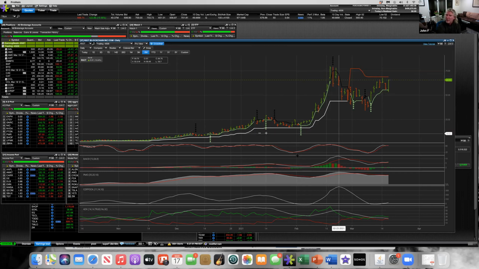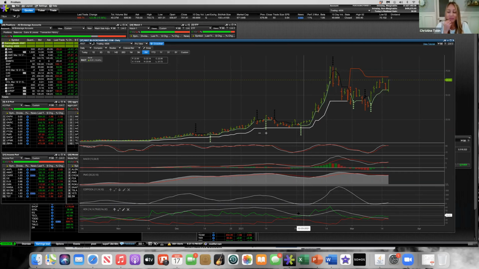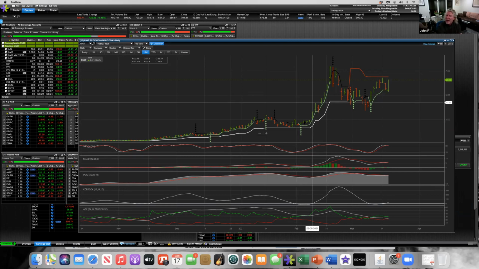Let's see if we got confirmation. Real cheap here on the stochastics. MACD, real cheap. PMO, not so much. Copic, really cheap. And this one we didn't talk about, so I'll skip that. What happens? The share price moves up. It breaks my stop loss here. Let's see if I got confirmation. This is at the high end.